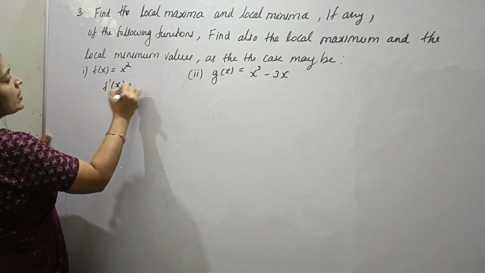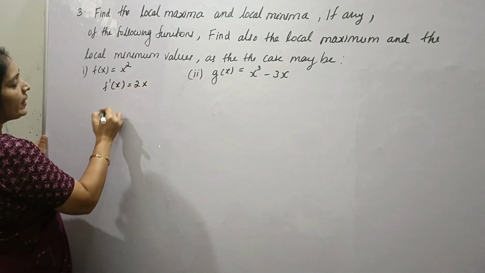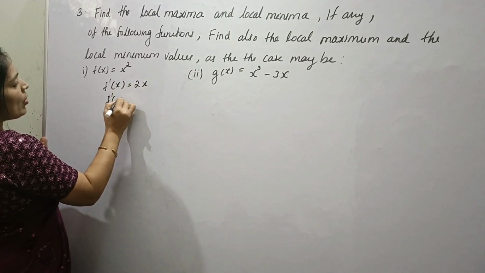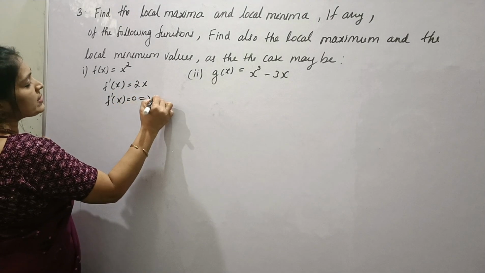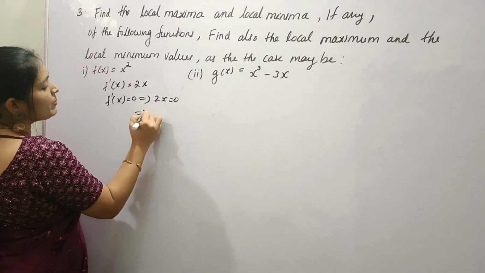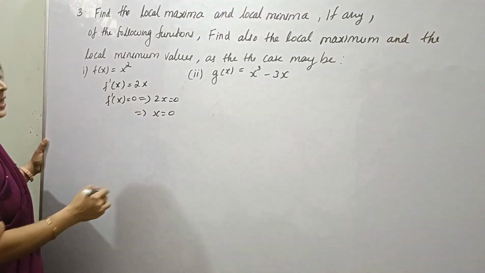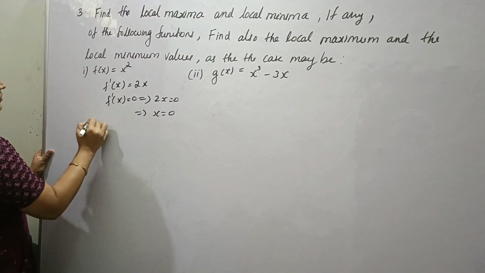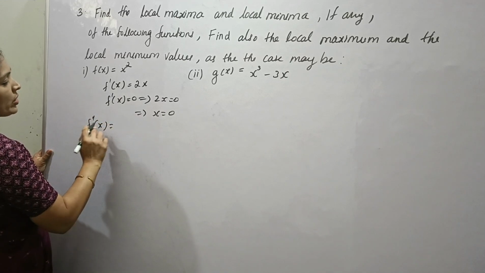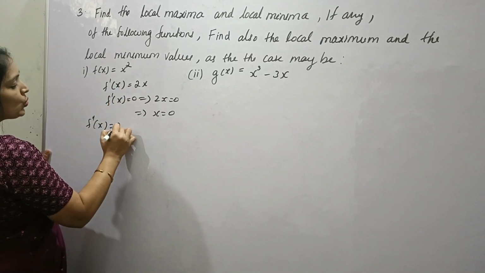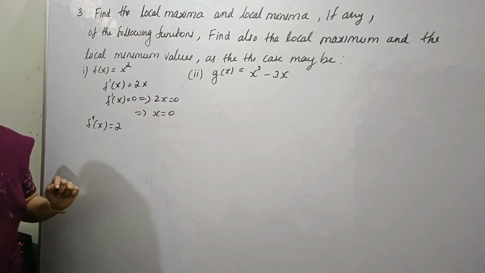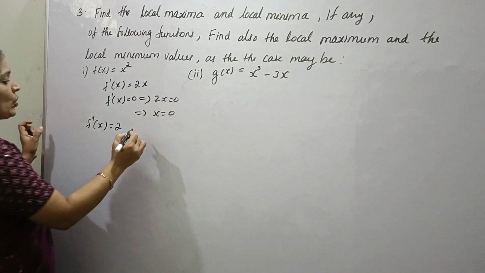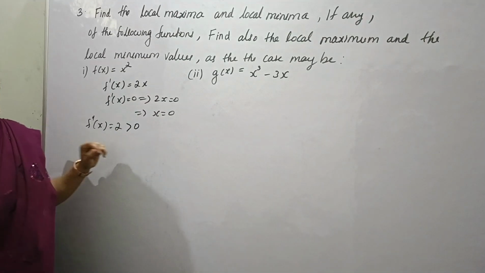f dash of x is equal to 2x, right? And f dash of x is equal to 0 implies 2x is equal to 0, that implies x is equal to 0. So it is the critical point. Next, f double dash of x is equal to 2, that is, the derivative of 2x with respect to x is 2. So it is greater than 0, right?